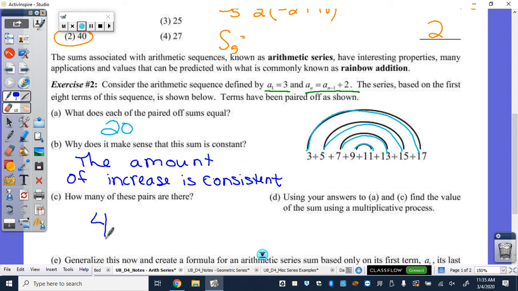Using our answers from part A and C, we should be able to quickly figure out our sum. We have 4 pairs of numbers, each pair adding up to 20. So what is our sum? 80. The sum of that series of the first 8 terms is going to be 80.